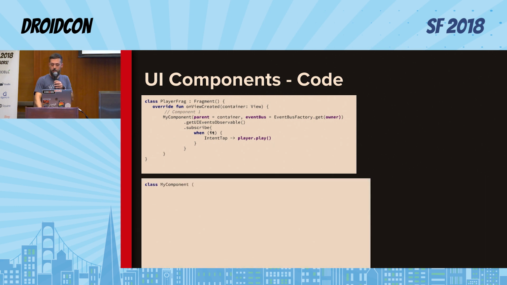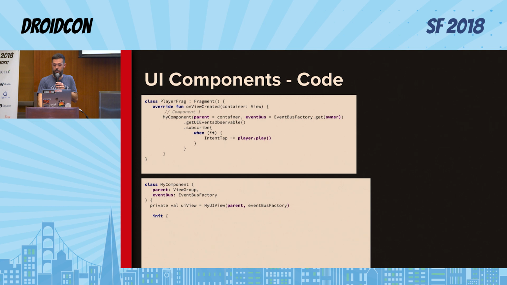Now let's take a look at the component code and how it will look. It gets the container, which we call a parent here. And then the component itself will instantiate its own UI view. And it will pass exactly the same thing to that.